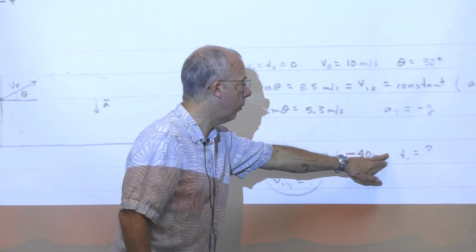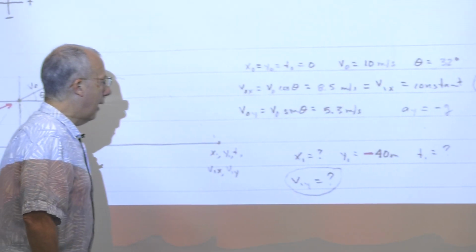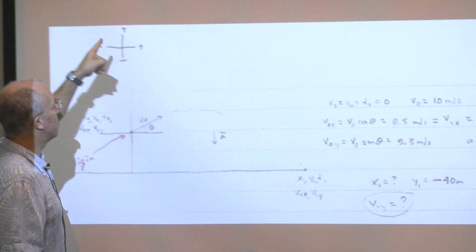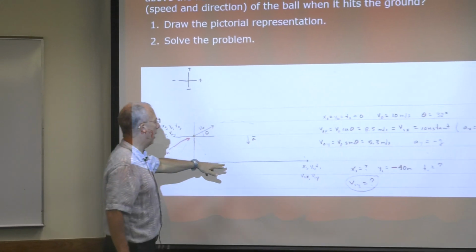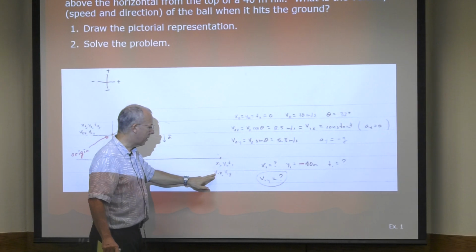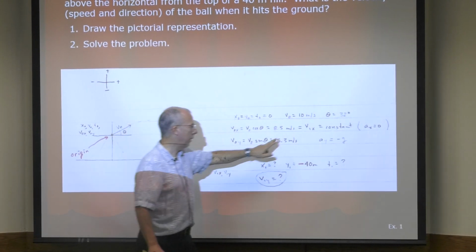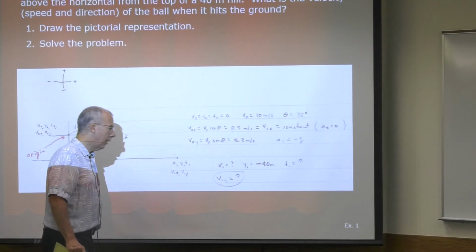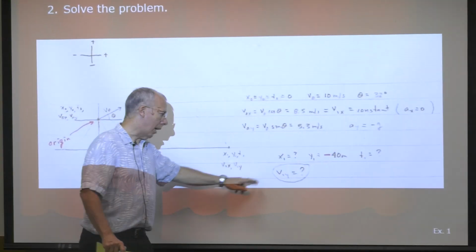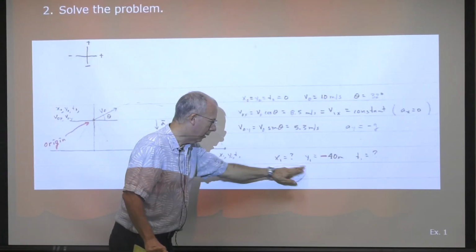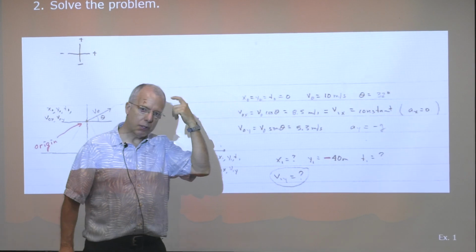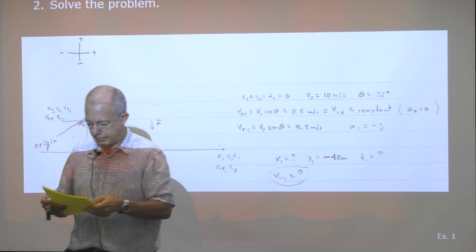We don't know t1. Now remember, we want the velocity when the ball hits the ground. So that means we want v1x and v1y. Well, we already know what v1x is, so that's nice. So all we have to really figure out is v1y. So I circle that just to tell my brain that's what I'm looking for, v1y.